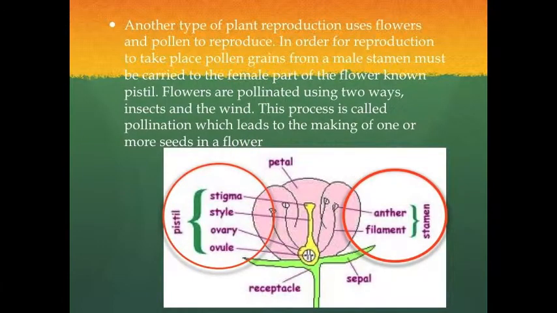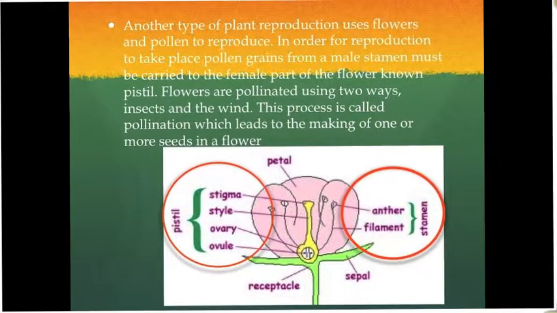Another type of plant reproduction uses flowers and pollen to reproduce. In order for reproduction to take place, pollen grains from a male stamen must be carried to the female part of the flower, known as the pistil. Flowers are pollinated using 2 ways, insects and the wind. This process is called pollination, which leads to the making of 1 or more seeds in a flower.